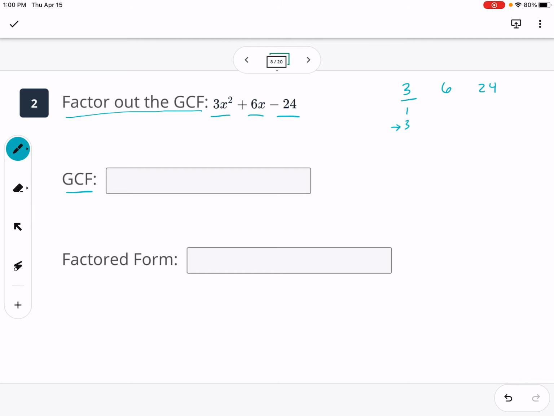okay, well, is this a factor of 6? Yeah, it is actually, right? 3 times 2 is 6. Is 3 a factor of 24? Yeah, it is. 3 times 8 is 24.